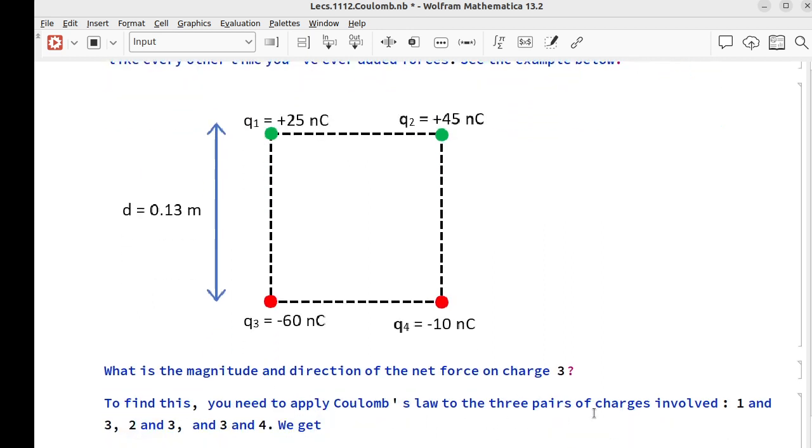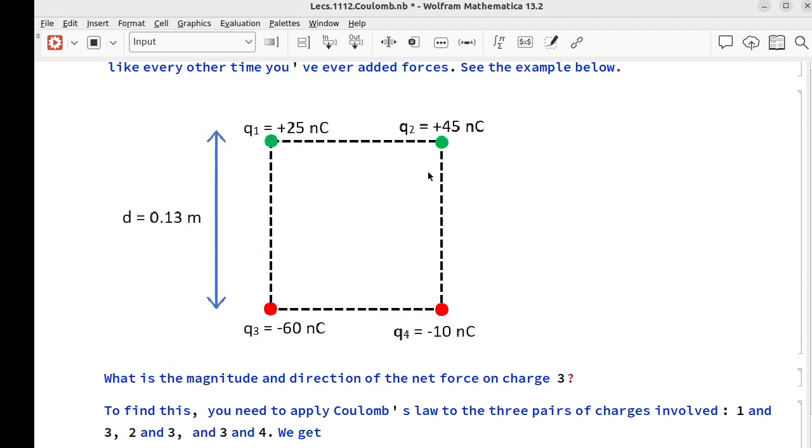So we're going to do this, and to do it, first we look at the distance between charges 1 and 3. That's just the side length here, 0.13 meters. Coulomb's law says we need to do K, first charge, next charge, divided by the square of the distance between them. So we have 25 nanocoulombs, negative 60 nanocoulombs. We do all this math, and we get this very small force. Again, we wouldn't expect much, of about 8 times 10 to the negative 4 newtons. This is along the line joining the charges, and in this case is attractive, so this is upward in the y direction for charge 3.